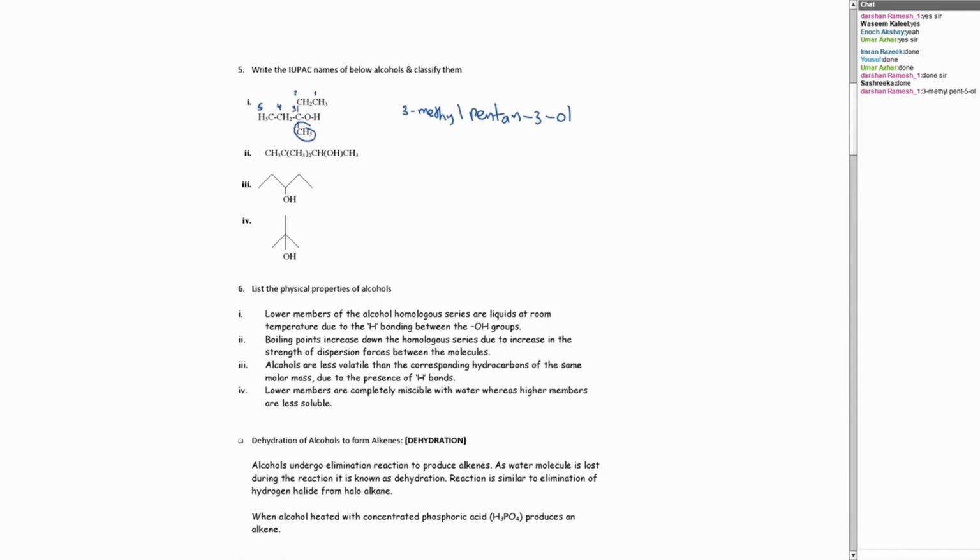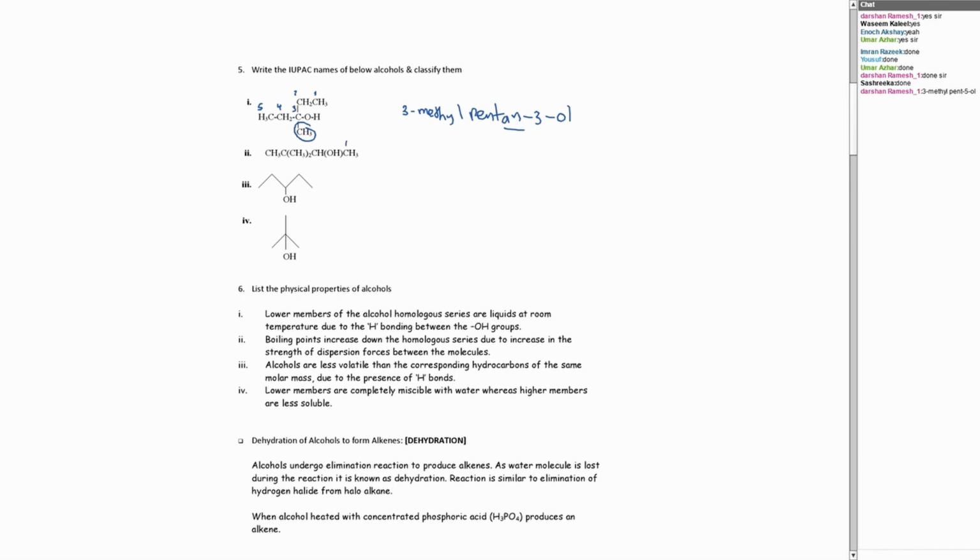3-methylpentan-3-ol. The N is important; it's the middle name. Carbon-carbon single bond. The 3rd carbon has the OH. Not the 5th carbon, Darshan, it's the 3rd carbon which has the OH. And the N is important.